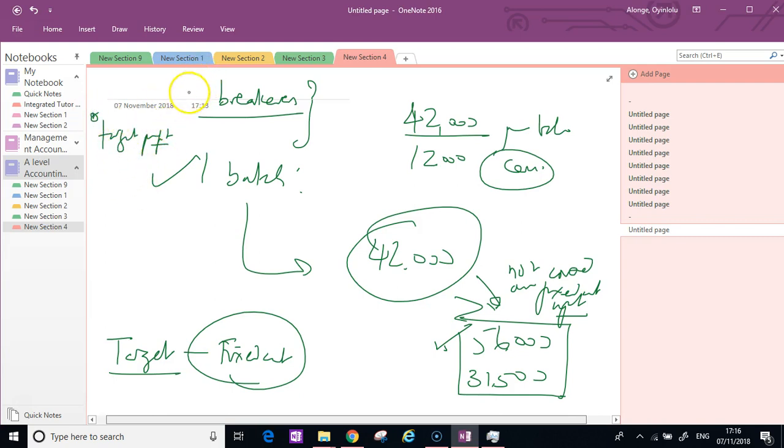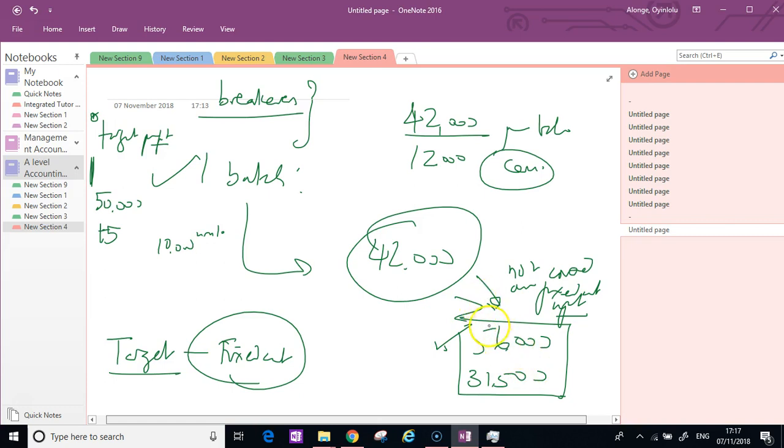Once you've achieved break even, all contribution goes towards profit. Once you've broken even, all contribution must be profit, because you don't have to think about your fixed costs anymore. So if I give you a target profit of 50,000, and after breaking even I make a contribution of £5, all I need to do is sell 10,000 units. So target profit comes after we've covered our fixed costs, because we must break even first before we can start talking about target profits.